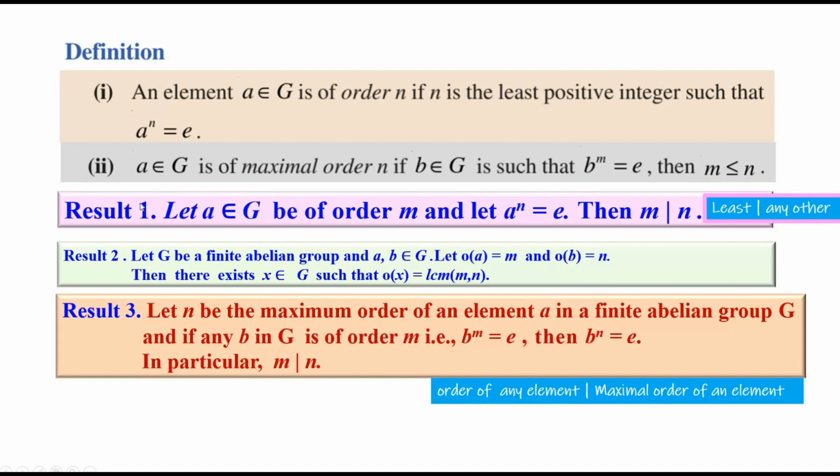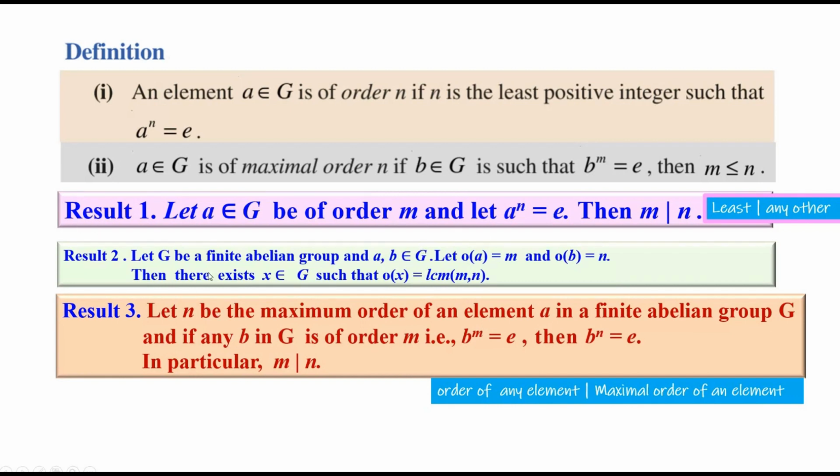And now we have the definition of maximal order. When do you say that A in G is of maximal order, say n? If there is another element B in G with order m, B power m equals the identity element, then m must be less than or equal to n. You have any other element B in G of order m, then m must be less than or equal to n. Here this is considered as order of B.